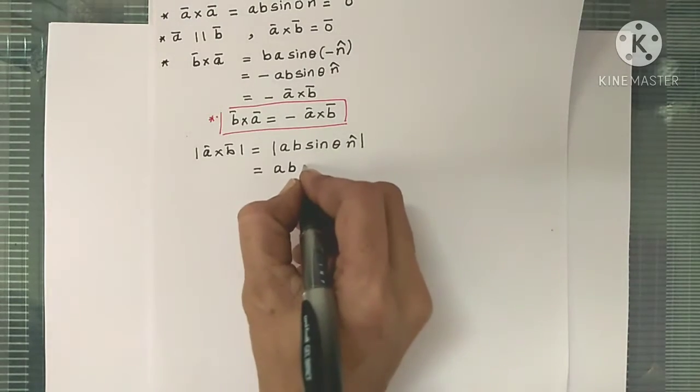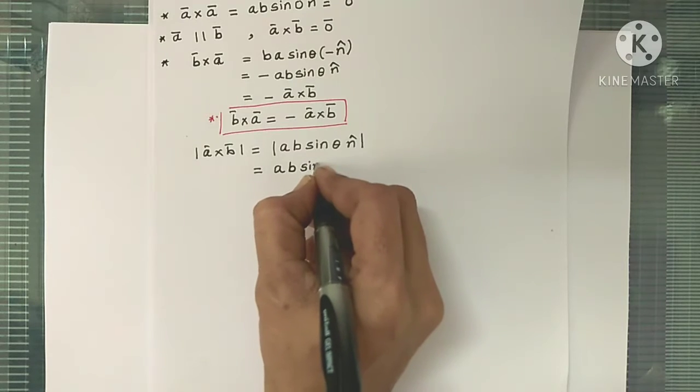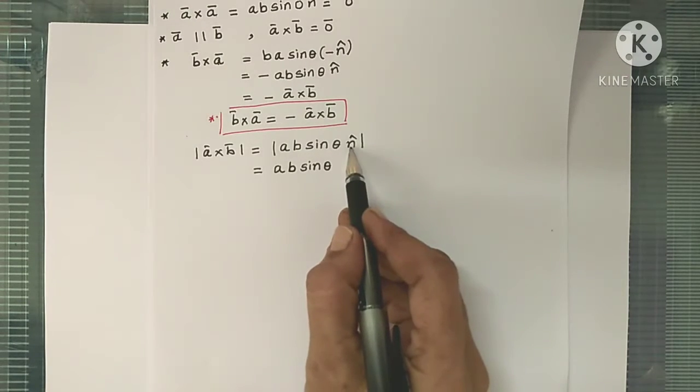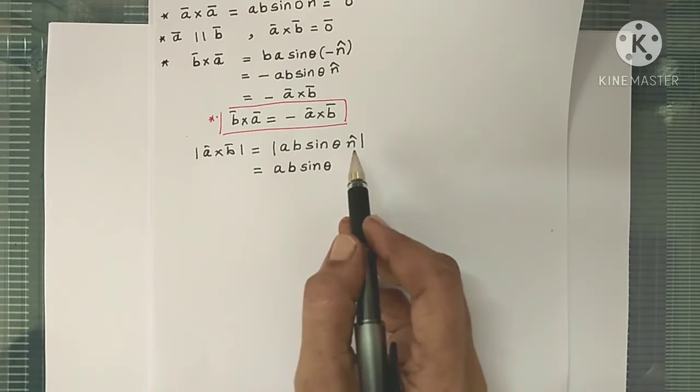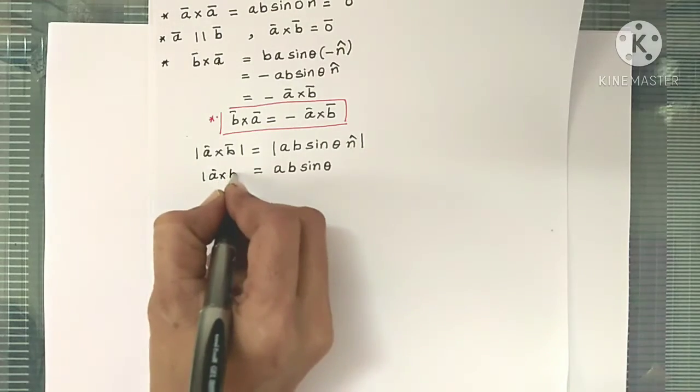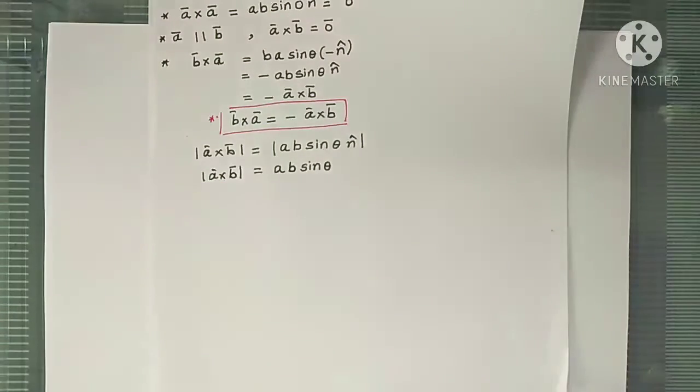Sine theta is positive as theta is the angle between A bar and B bar. So the angle between two vectors lies between 0 to 180 degrees. That means this angle lies in the first or second quadrant. But in both the quadrants, sine theta is positive. Therefore, AB sine theta is positive. And modulus of n cap, as it is a unit vector, is 1. So modulus of A bar cross B bar equals AB sine theta.